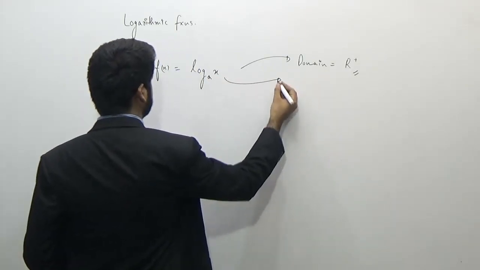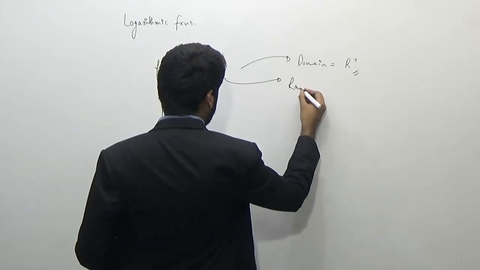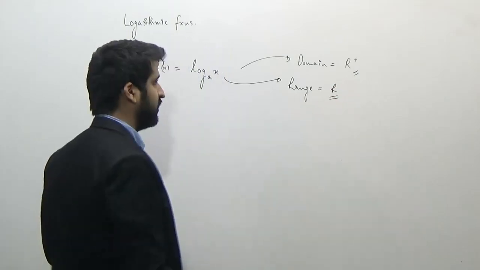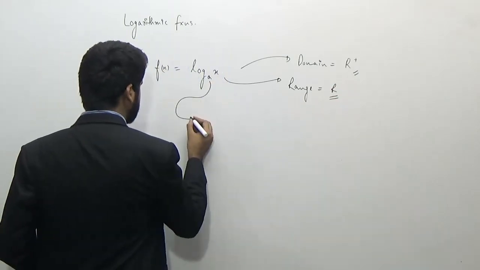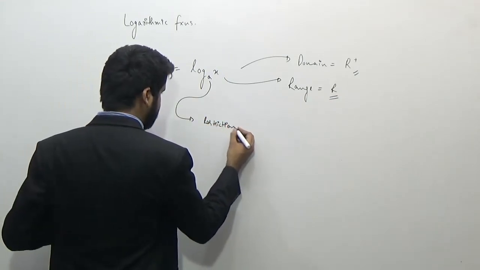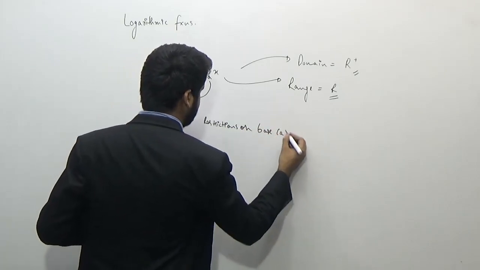Let's see what the range is. Now the range for this is all real numbers. How is the range all real numbers? I'll discuss that. But first of all, let's see the restrictions on the base, which is a in this case.